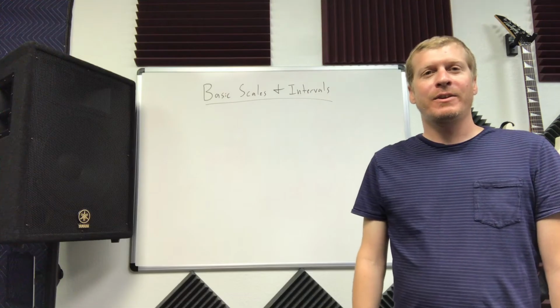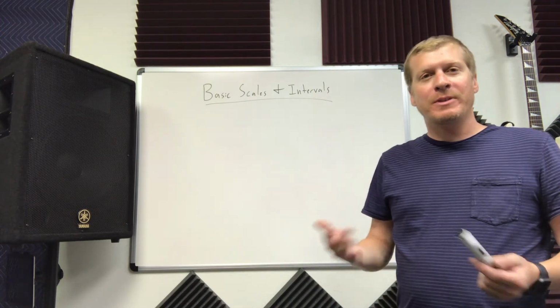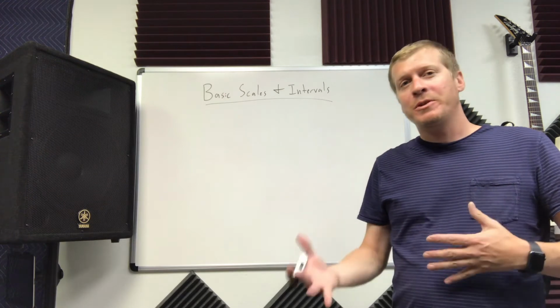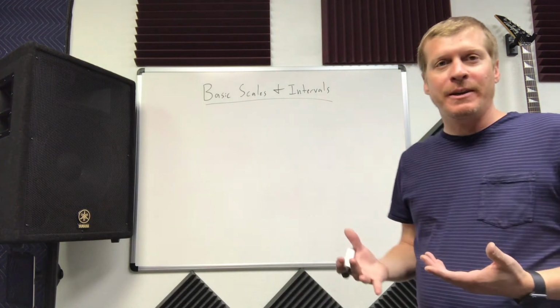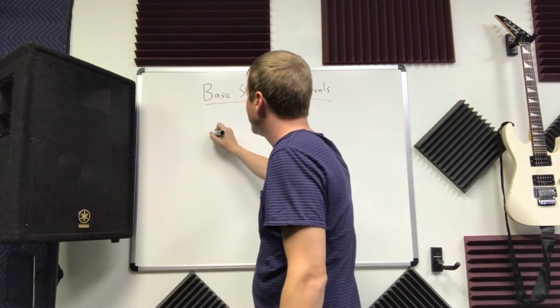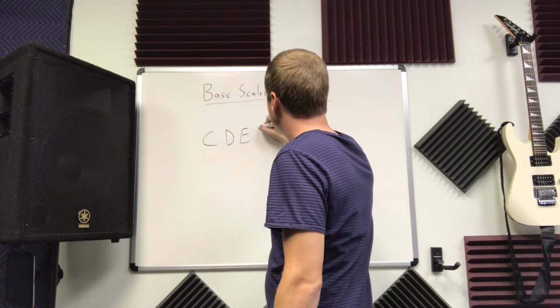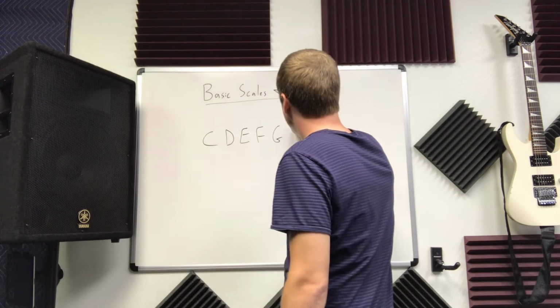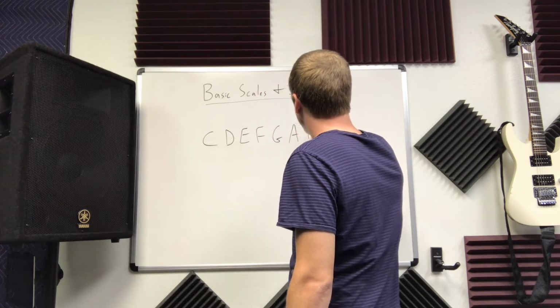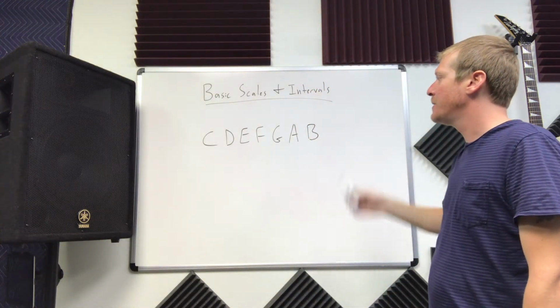Hey guys, in today's video I would like to talk about basic scales and intervals. As we talked about before, scales come from the musical alphabet. The most common scale that we start with is the C major scale. A C major scale consists of the notes C, D, E, F, G, A, and B. If you start over, it starts over at C again and goes to the next octave.